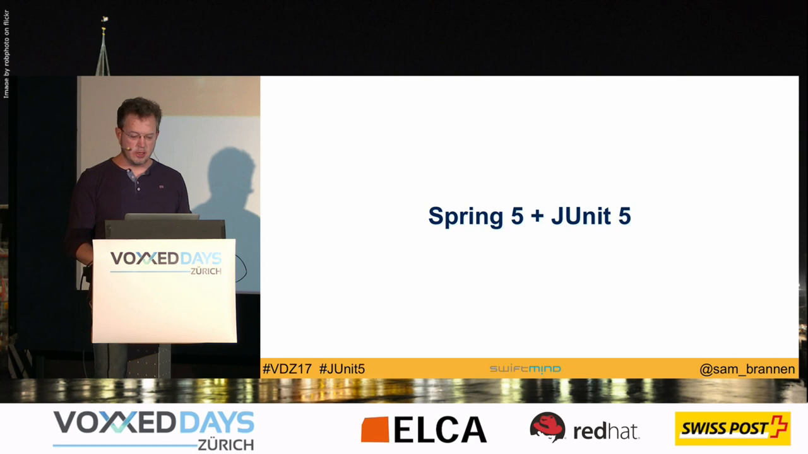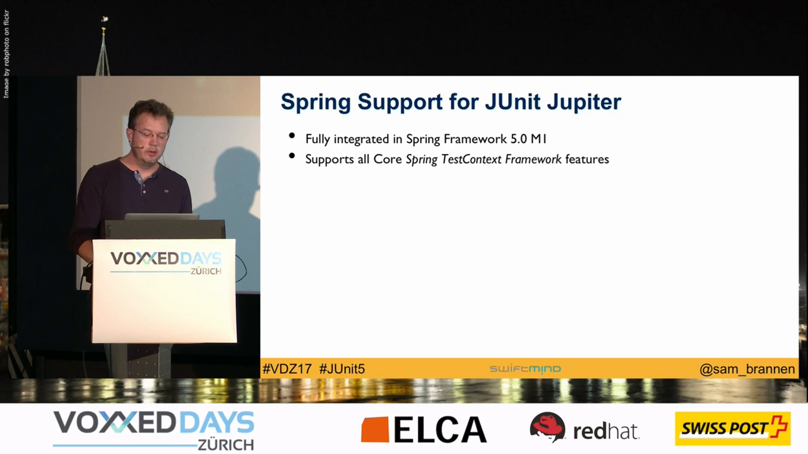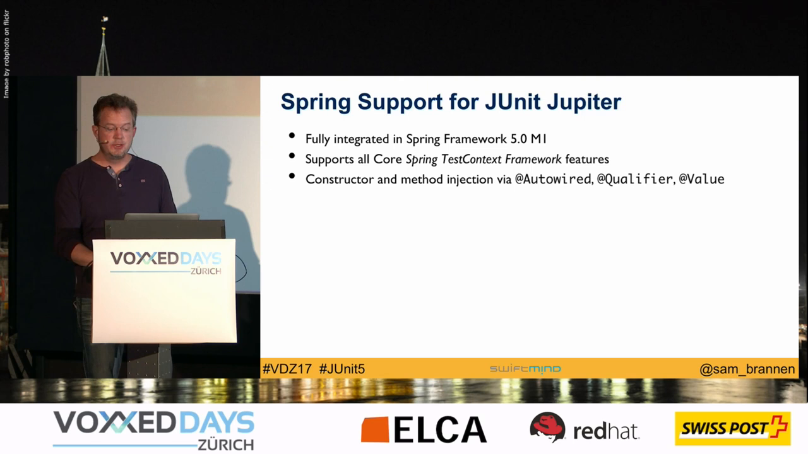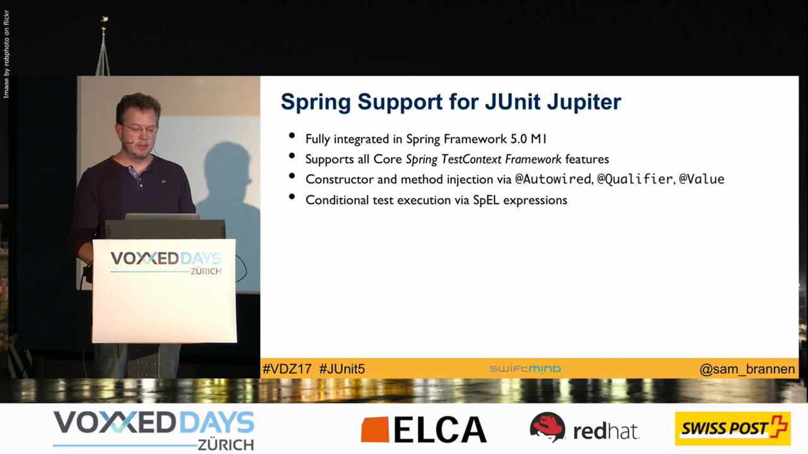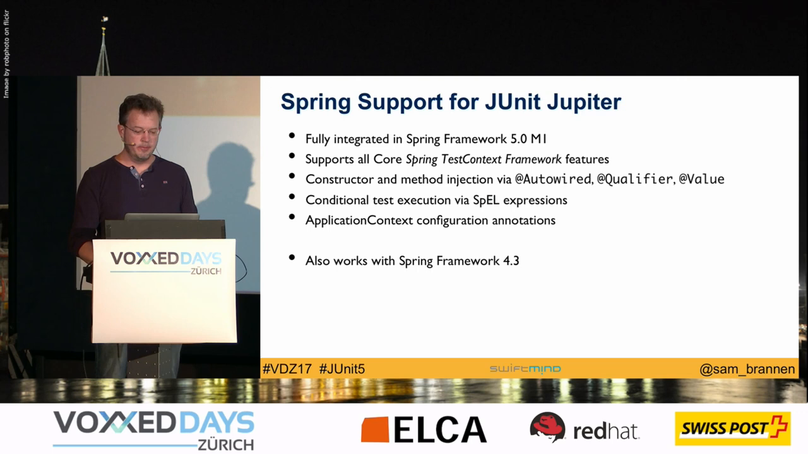So again, Spring has support for JUnit Jupiter since 5.0 M1, and M5 is coming out today, I believe. That already supports all of the core integration testing support from Spring. And in addition, it also supports dependency injection into your tests, into the constructors and the methods using Spring's annotations like @Autowired, @Qualifier, et cetera. And you can also use SpEL expressions for conditional test execution. It does work with Spring 4.3 and my custom project here, Spring Test JUnit 5, if you want to play around with that on Spring 4.3 before upgrading to Spring 5.0.